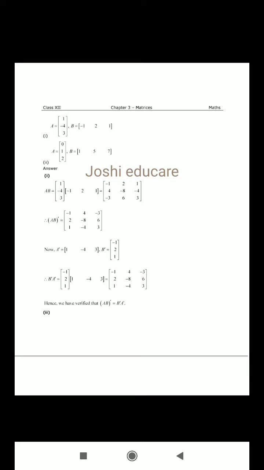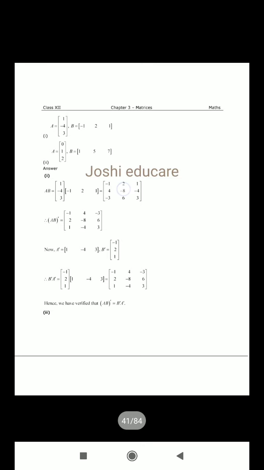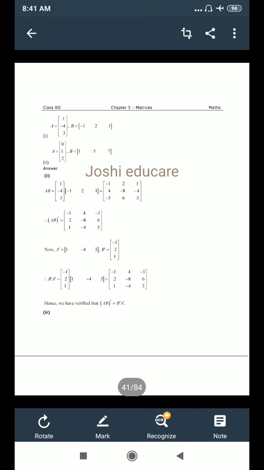Like see, A and B are given. We will take A into B. So A into B you already know, so I will not elaborate on this. Now I will take the transpose of this. Transpose means you will change rows into columns. So keep this thing only in your mind. First row will become first column, second row will become second column, and third row will become third column.